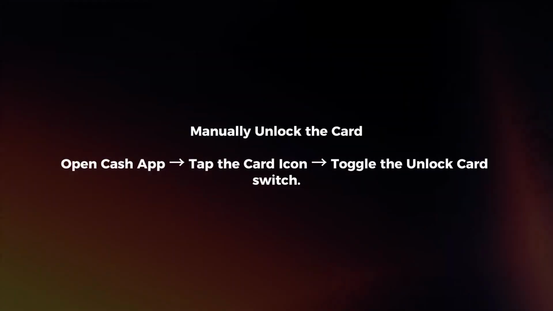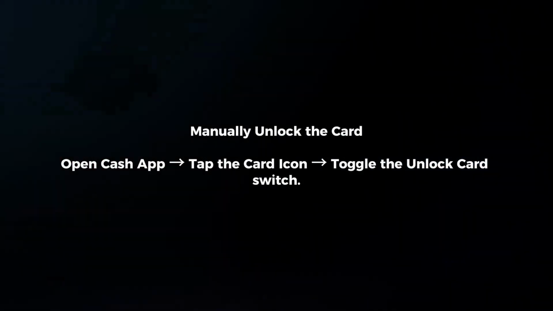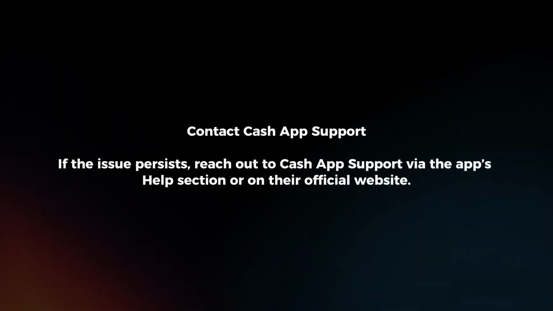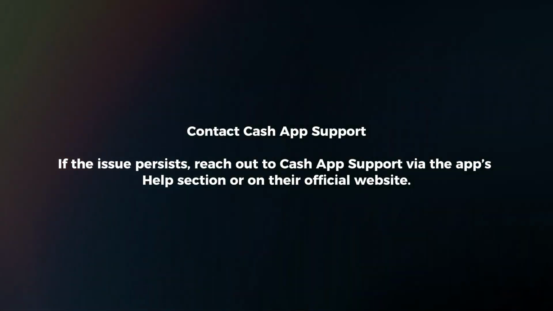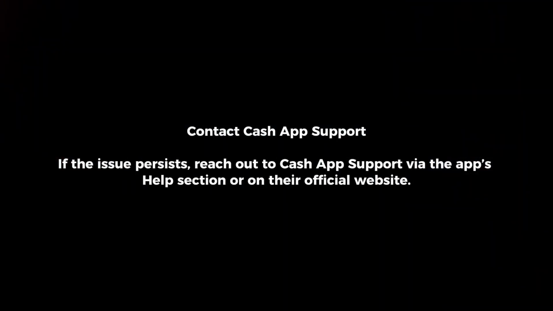Manually unlock the card. Open Cash App, tap the card icon, toggle the unlock card switch. Contact Cash App support. If the issue persists, reach out to Cash App support via the app's help section or on their official website.